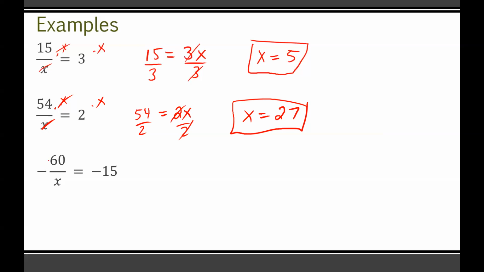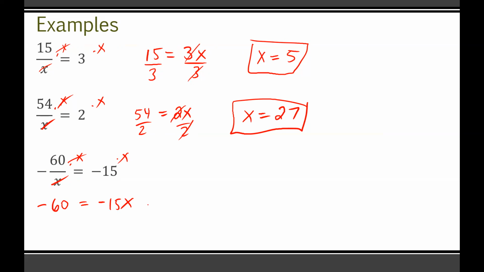Last one here, negative 60 over x equals negative 15. This one's going to be a little bit more interesting. I'm not going to worry about this negative on the side here quite yet. I'm just going to start by timesing by x on both sides like I usually do. That'll knock out the x's over there. So we're going to be left with negative 60 equals negative 15x.